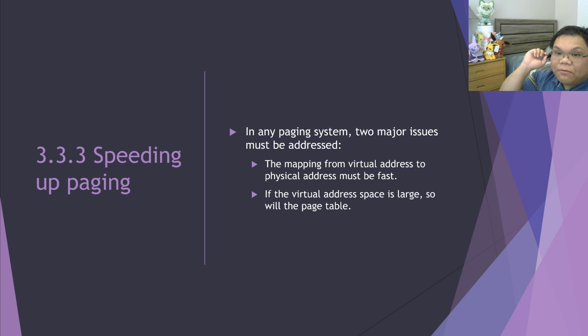Also, if we have a large virtual address space, then that means we have more pages. Now, if the virtual address space is large, so will the page table. That means we need more entries, making our page table larger. What can also affect the size of a page table is how small the pages are. If we have lots of small pages, that means we need more entries in our page table. We can mitigate this by having larger pages.